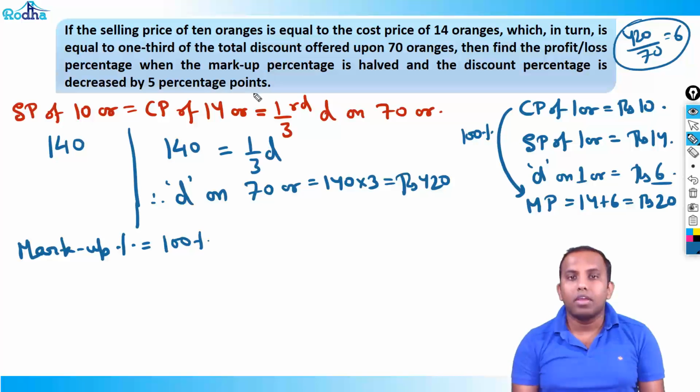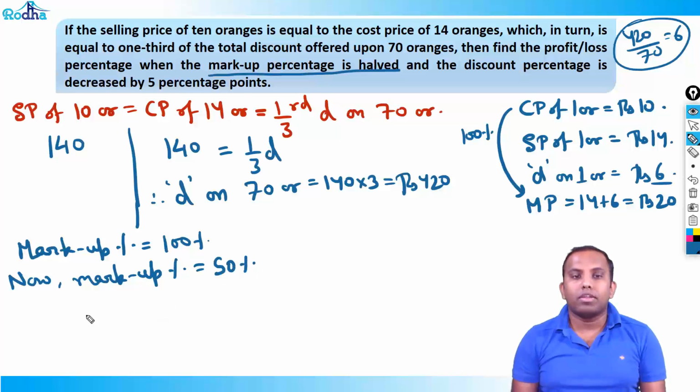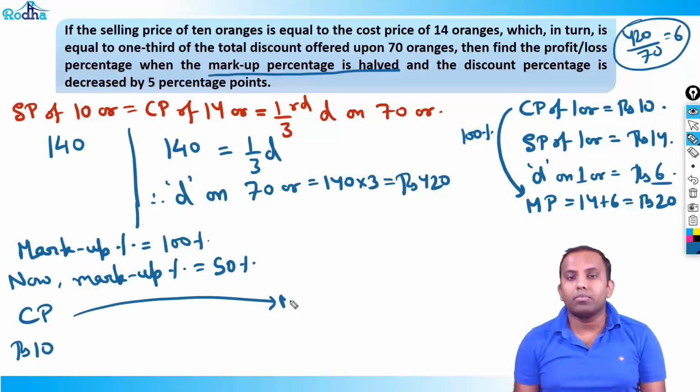Now the question is, find the profit or loss percentage when the markup percentage is halved. Markup percentage is halved. So now the markup percentage is 50%, right? So let's say CP of one orange is rupees 10 now. What is my MP now? MP is rupees 15 because the markup percentage is now 50%.